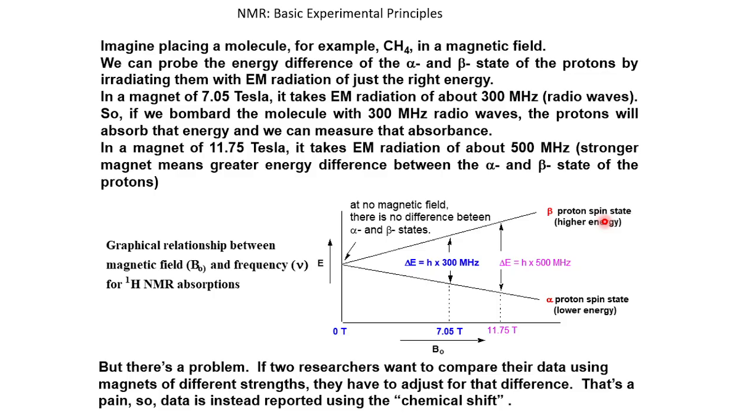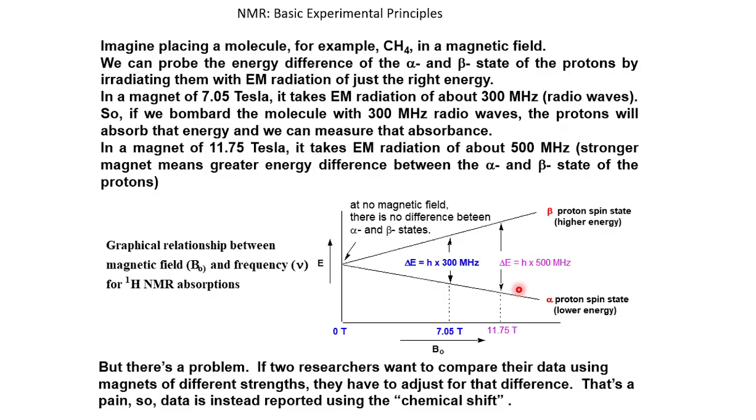Now a magnet of 11.75 Tesla is equivalent to a radio frequency of 500 megahertz, and it will generate a greater difference between these two states. So see here, it is clearly visible: if it is 300, the gap is this, if it is 500, the gap will be this.